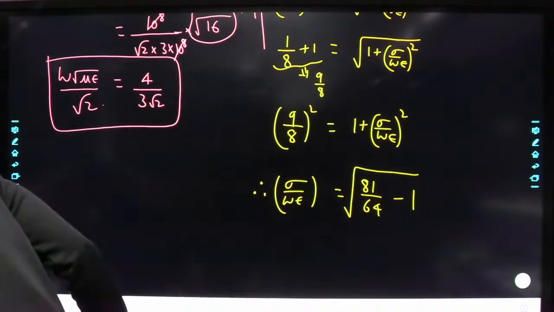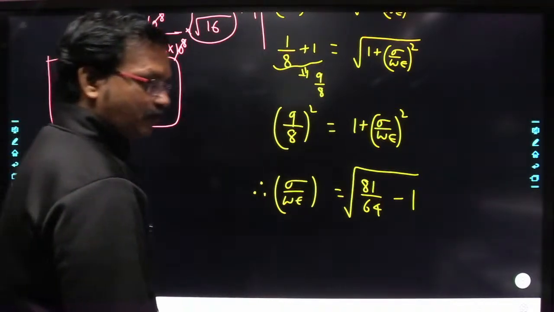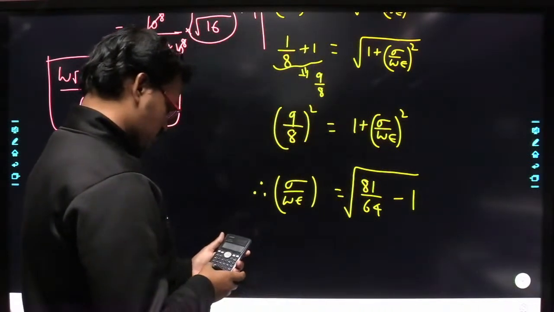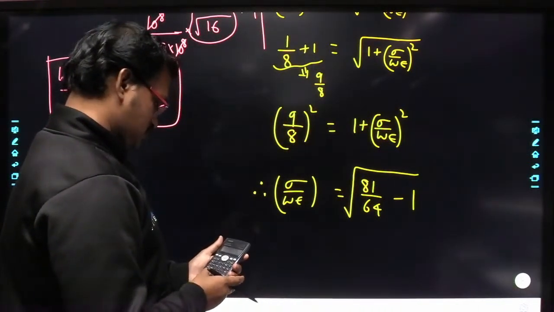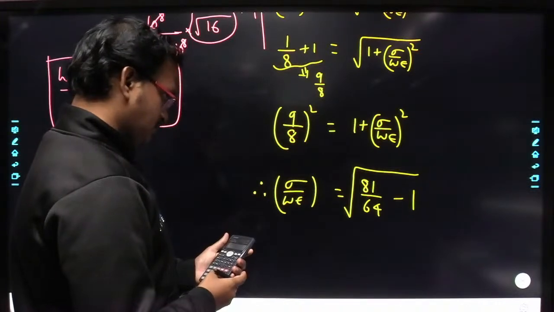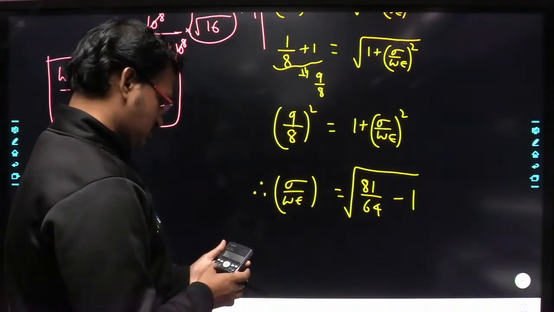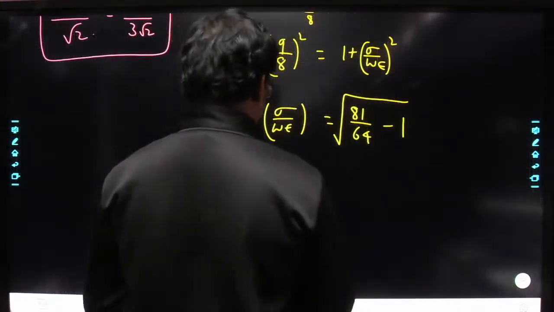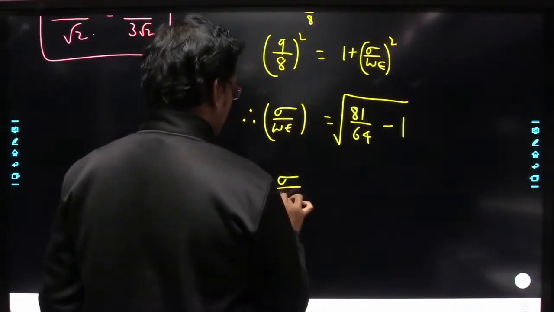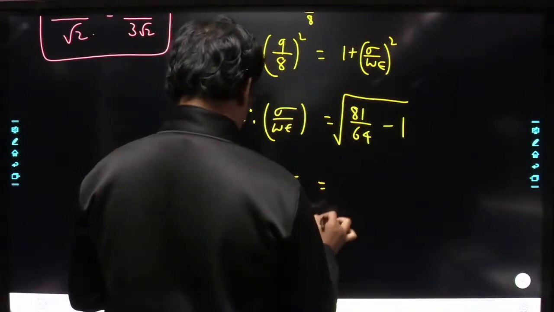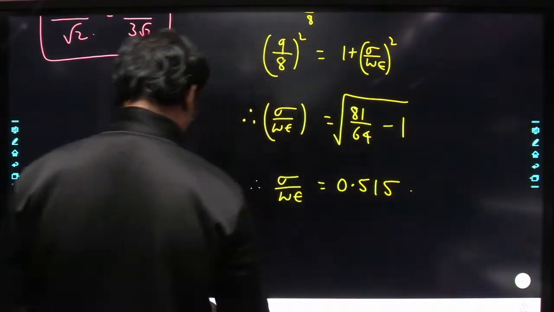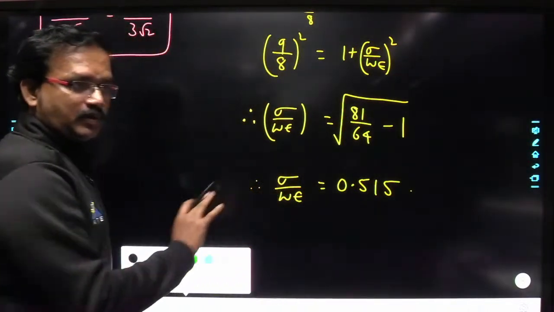Okay, so if you do this, what you are going to get? Tell me what you are going to get. So 81 divided by 64 minus 1, square root of the answer, so that is 0.515 here. So therefore sigma by omega epsilon is equal to what? 0.515.